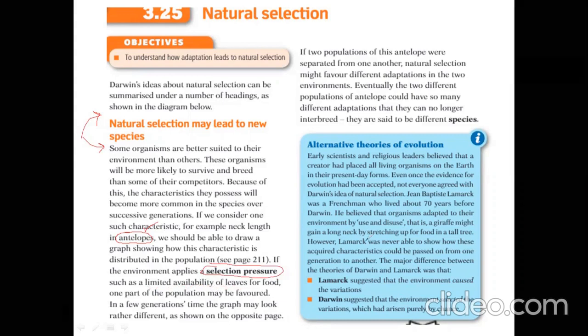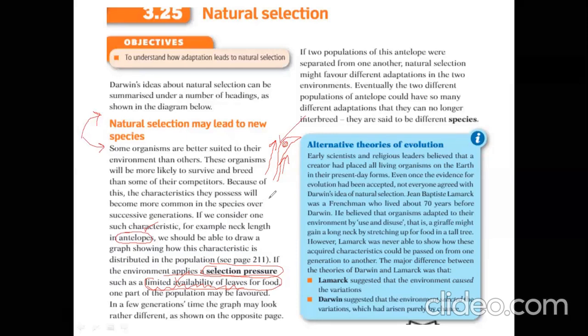So now one part of the population may be favored. Maybe one part of the population may bring some changes in order to survive with this limited availability of leaves for food. Maybe those changes are in the form of neck length. Maybe some of the organisms bring changes, and gradually their necks increase in length. Why? So that they can easily reach the leaves present in the trees. The ones with more neck length will survive, because the selection pressure is limited availability of leaves, and they have the adaptation. Which adaptation do these animals have? They have the adaptation to reach leaves that are present in trees far away. So this part of the population will survive, while the other will be eliminated from the surface.